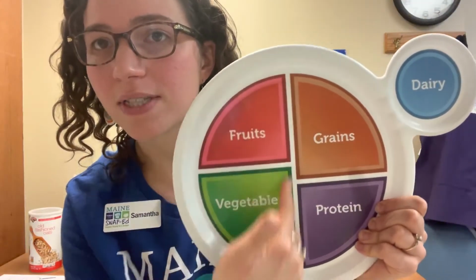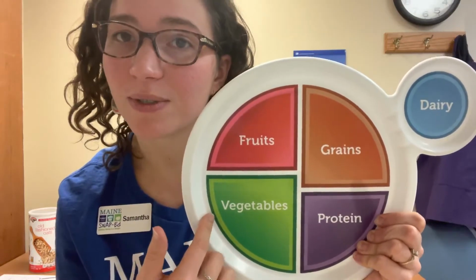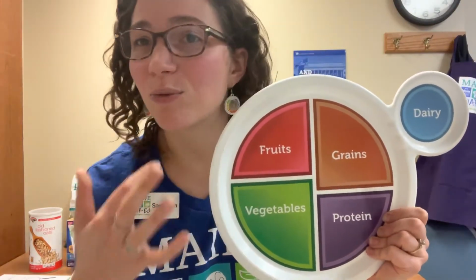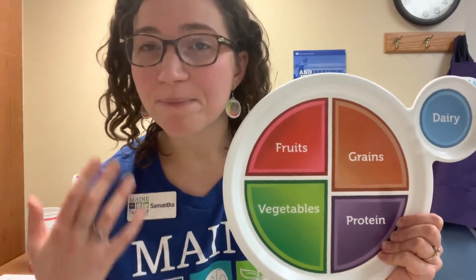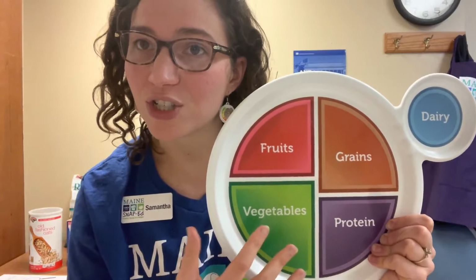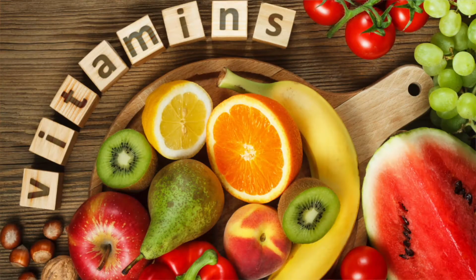And then you'll notice that half of our plate is fruits and vegetables. I try to make every meal that I have at least have one fruit or vegetable in it, so that I know by the end of the day, at least half my plate was filled with fruits and veggies. These are really important for vitamins and minerals in our bodies.